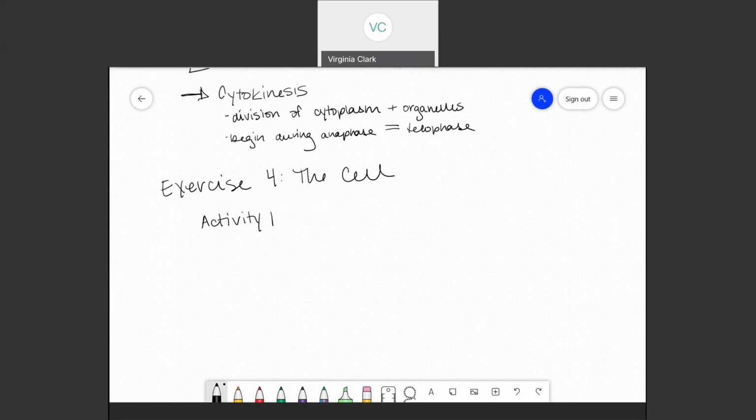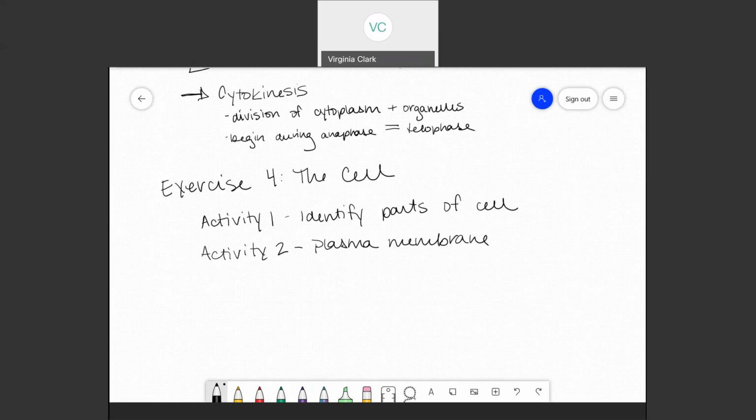Activity 1, it would be a whole lot easier if you were in the lab, but you can do this on your own. So it's identify the parts of the cell. So everything that we talked about at the beginning, the composite cell, the cell membrane, the cytosol, the organelles, and the nucleus, please make sure you can identify the parts of the cell. You also need to do activity 2. Activity 2 is going to be all the parts of the plasma membrane. So see if you can identify what the lipids were, and these other pieces that make up the plasma membrane. Activity 3 is going to be all of the organelles.